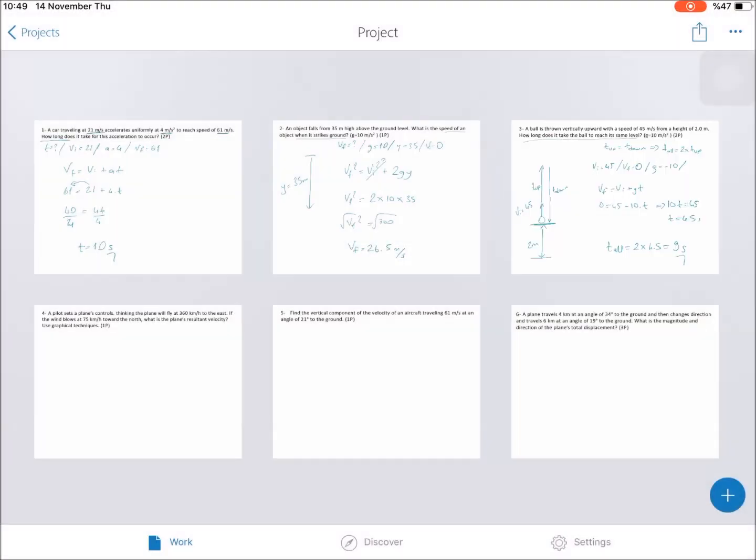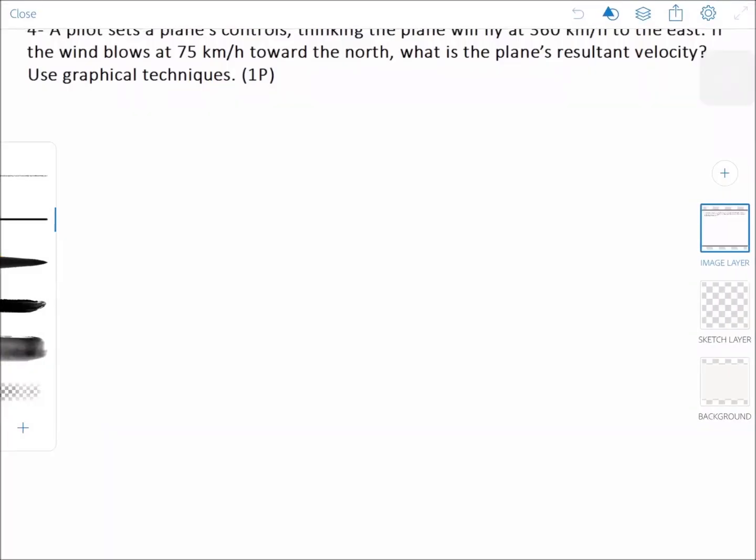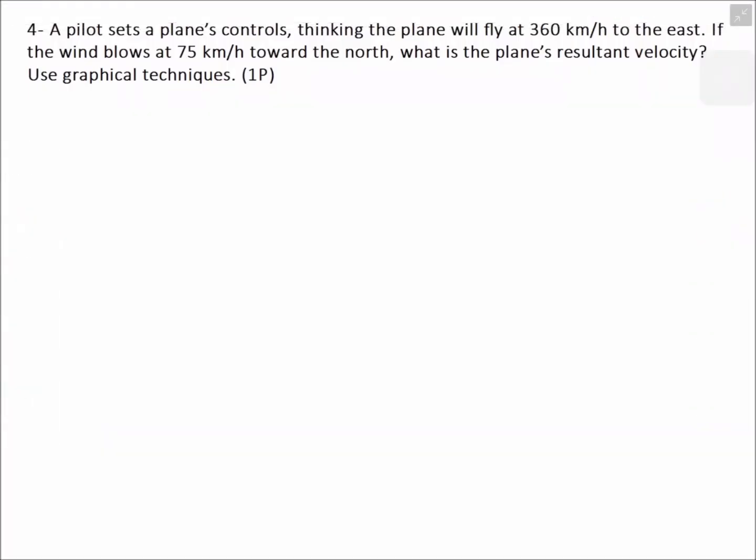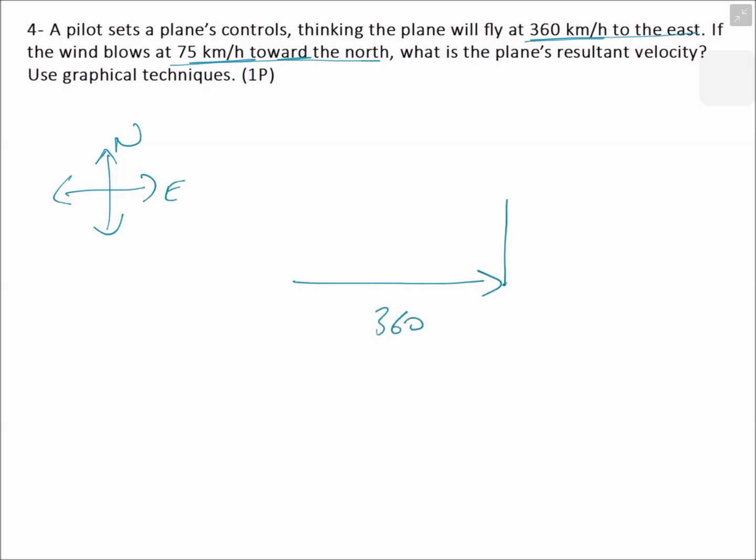And question 4, it says 360 kilometers to the east, 75 kilometers towards the north. So we know the east is this direction, this is the north direction. So 360 east, and in the north direction 75 kilometers. So the resultant is found by the graphical technique, from the initial point to the final point. So this is the resultant and the answer.